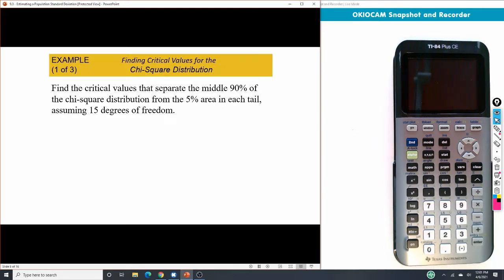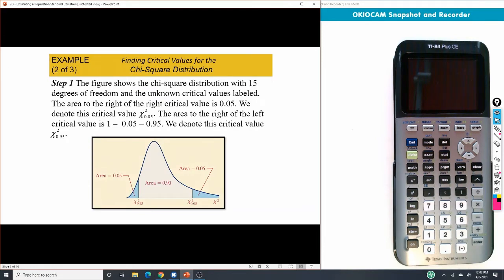And then we want to assume 15 degrees of freedom. Now, remember, if they just tell you n, degrees of freedom is always n minus 1. Here they're telling us directly the degrees of freedom. So this is kind of what we're looking at. That's why it's the 5%. And so we want to look to the right and to the left. We're looking for chi-squared of 0.05, and also chi-squared of 0.95, because 1 minus 0.05 is 0.95. Those things are always going to coincide.